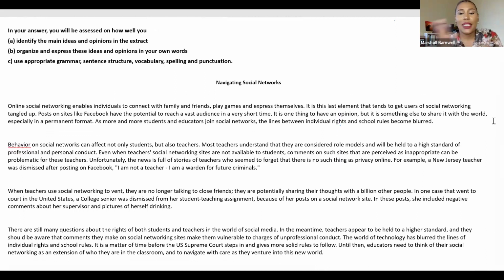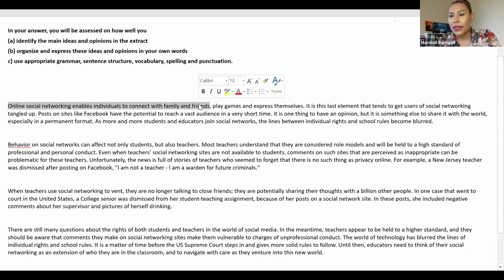How do we know it's expository? How do we know it is not fiction? It is not fiction because it includes things like definitions. If we look at our first sentence, online social networking sites connect us with friends or family. This is a statement of fact. It is giving you a definition of what the social networking site is. What types of essays usually begin with definitions? It's usually informative pieces. This piece is trying to inform us.